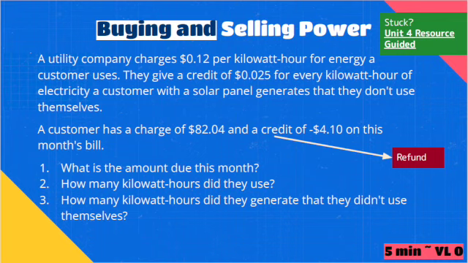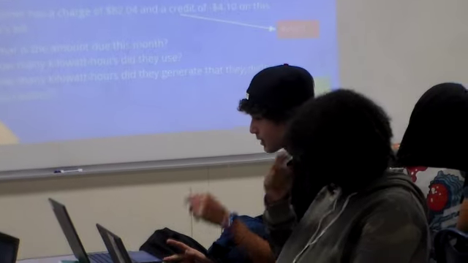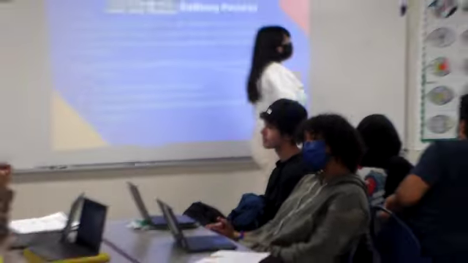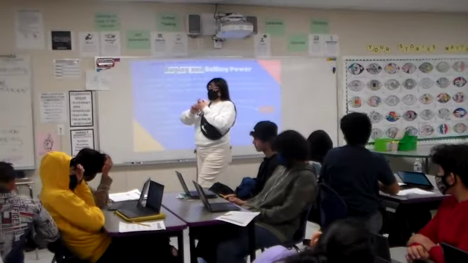It's about a utility company that's charging somebody 12 cents per kilowatt hour, but they're also giving them a credit of 0.025 cents every kilowatt hour. For what? For every kilowatt hour of electricity a customer with a solar panel generates that they don't use themselves. So it's really important for us to understand that this situation is the same thing.